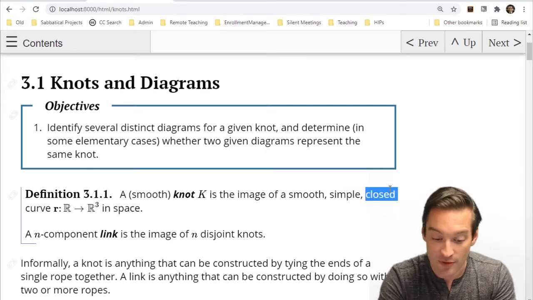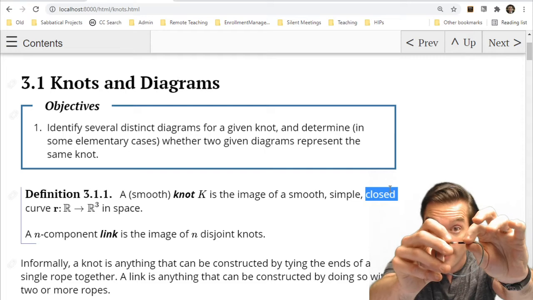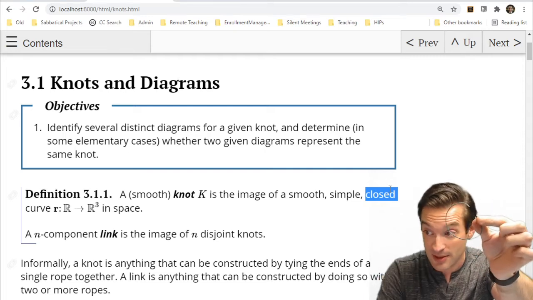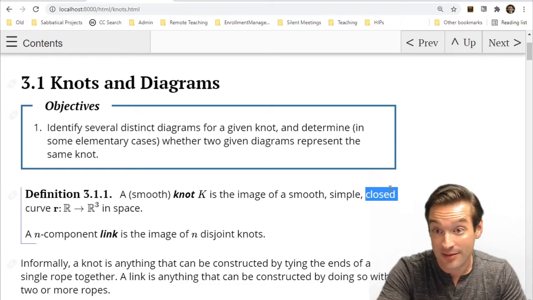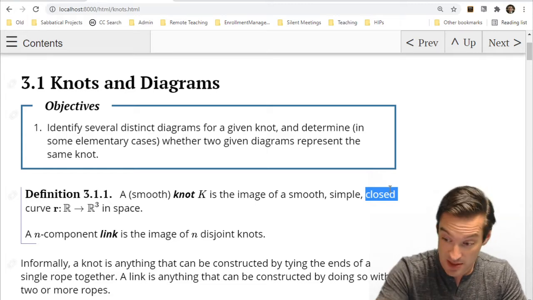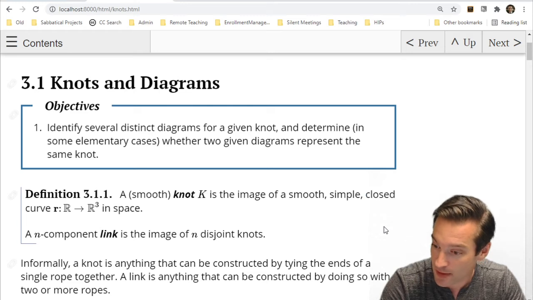And it's a closed curve. This is the sense of plugging the endpoints into one another so that we get something that looks more like a loop. It doesn't have an end, it doesn't have a beginning, it just is a continuous loop going around in space.